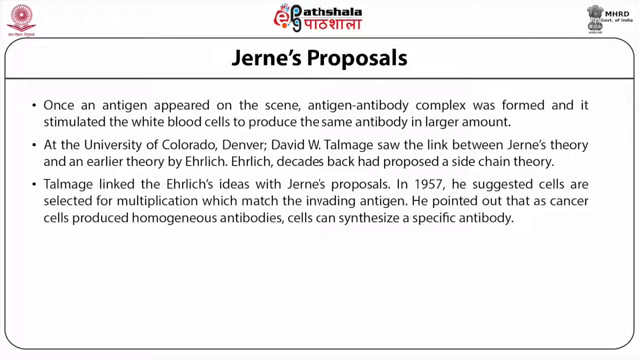In 1957, he suggested cells are selected for multiplication, which match the invading antigen. He pointed out that as cancer cells produce homogeneous antibodies, cells can synthesize a specific antibody. Burnet had said that antigen triggers self-replication of cells. The nature of interaction with antigen was an issue. In later versions of his proposals, he felt that somehow antigen interacted with the genetic material of the cell.